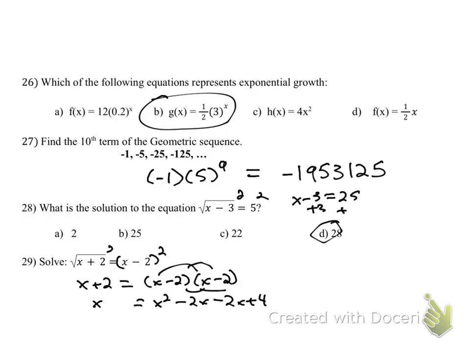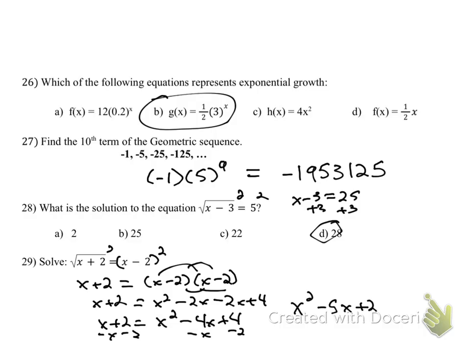29, you need to square both sides. That gives you x plus 2 equals, remember, x minus 2 squared, you got to FOIL, which gives you x plus 2 equals x squared minus 4x plus 4 after you FOIL the x minus 2's. All right, subtract x, subtract 2, we get x squared minus 5x plus 2. So you could use the quadratic formula to get those solutions, but for this case, that would be a fine answer. Okay.